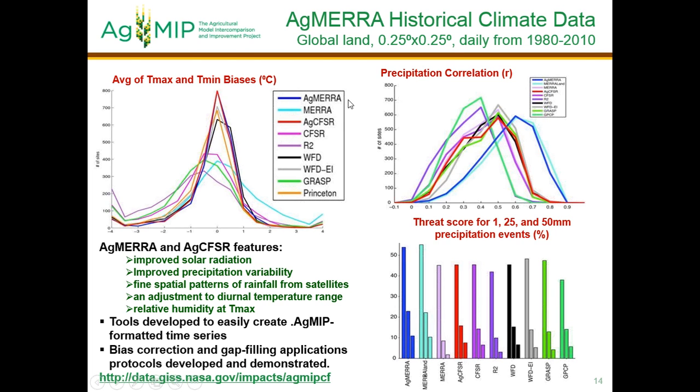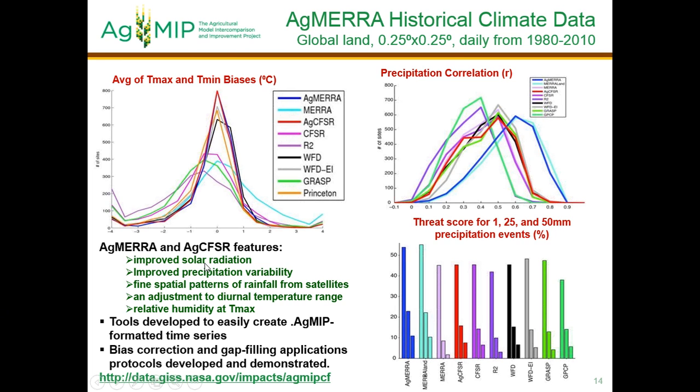And what you see here is a bunch of plots, which is probably more information than you need. But the basic idea is we've created this AgMERRA data set and compared it to a bunch of other data sets that do similar things. And we are quite pleased to see that it has reduced maximum and minimum temperature biases. It has a very strong correlation. This dark blue line is a strong correlation for rainfall. And these blue lines here show that it does a good job of capturing rain events, not just when rain occurs, but also kind of moderate and heavy rain events. It does quite well compared to other data sets.